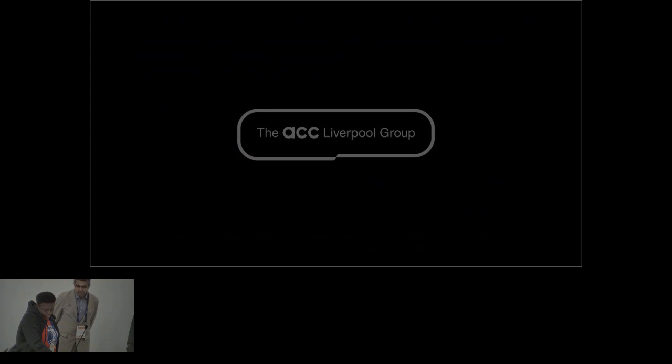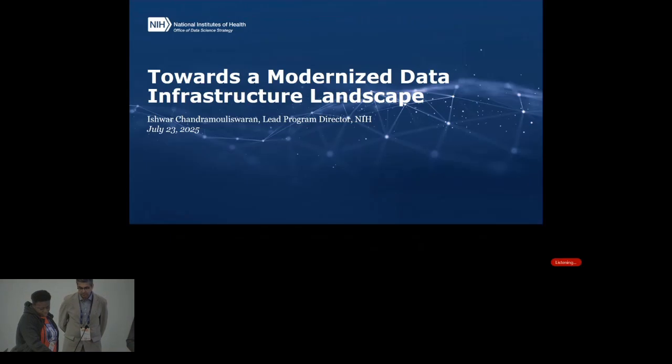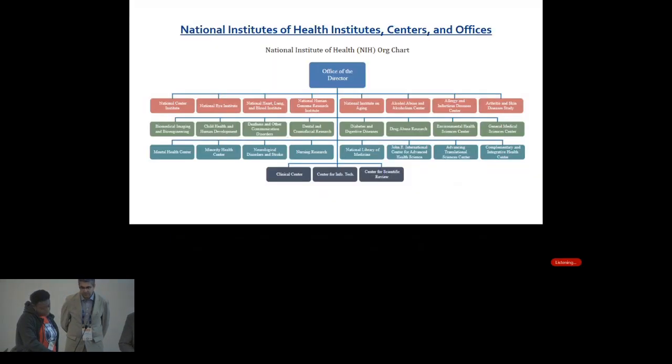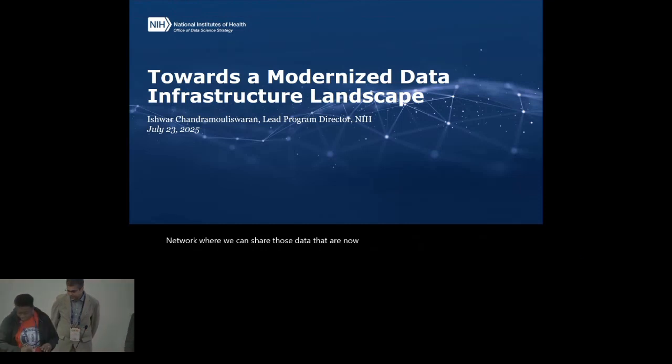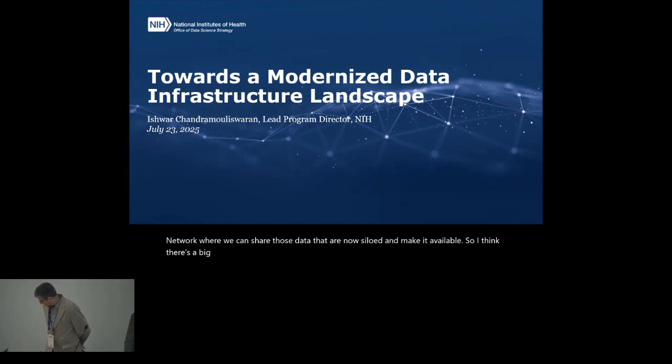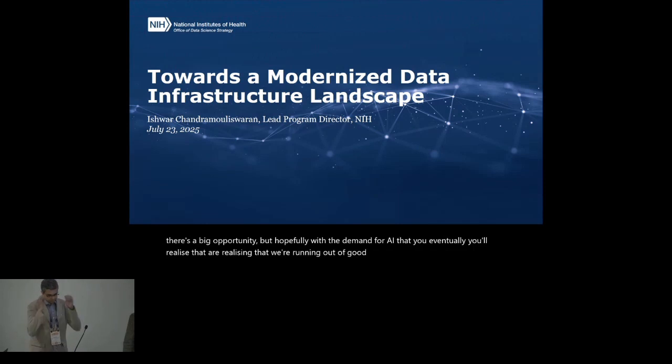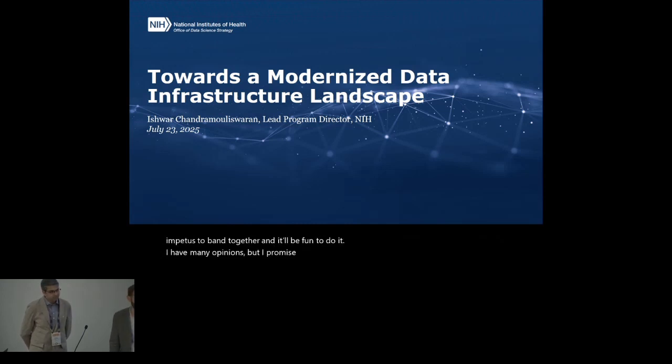And so one of the solutions that we talked about in that was forming a network, just like we were just saying, forming some sort of network where we can share those data that are now siloed and make it available. And so I think there's a big opportunity with, hopefully with the demand for AI, that eventually people will realize that we're running out of good data, and that will give us some impetus to band together, and there'll be funding to do it. I have many opinions, but I promised I'd let Fabio speak.